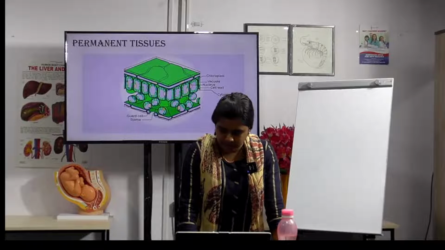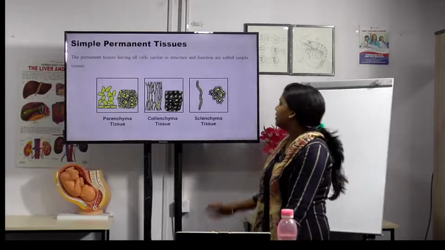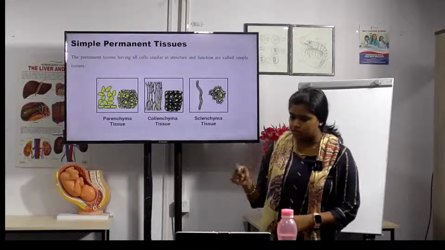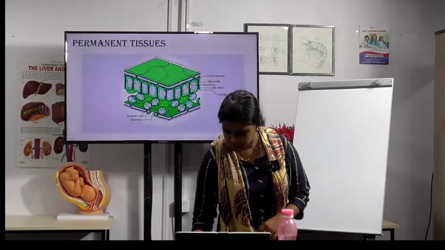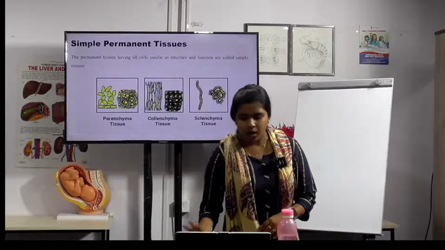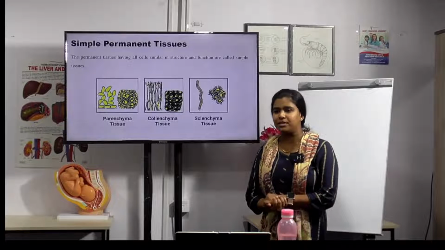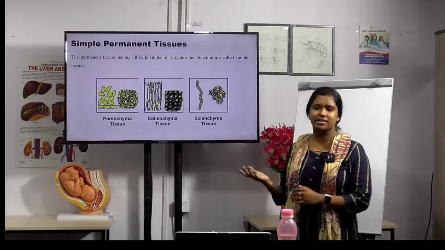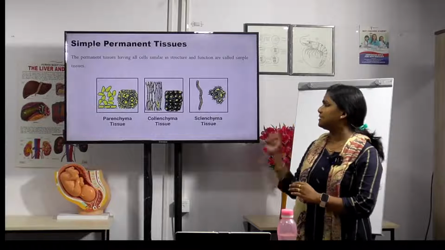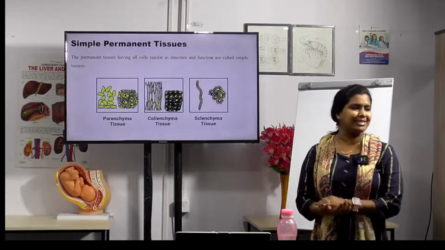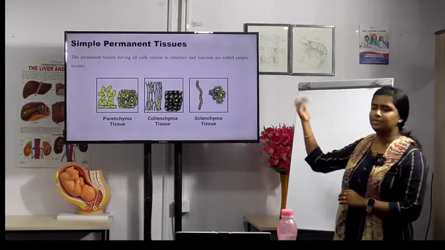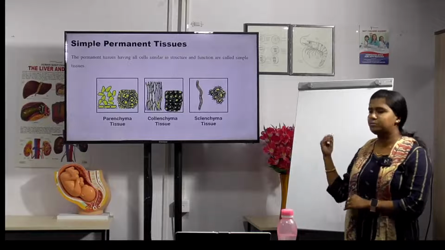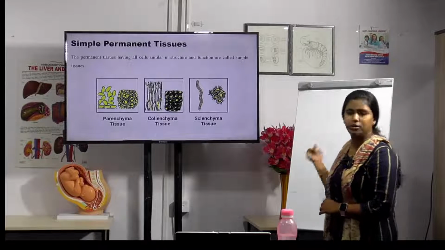And now let's see their types. Only 3 types of permanent tissues are there: simple, complex and special permanent tissues. The first one is simple. They have a simpler structure and functions, so they are called simple tissues, and they are of 3 types: parenchyma, sclerenchyma and collenchyma.